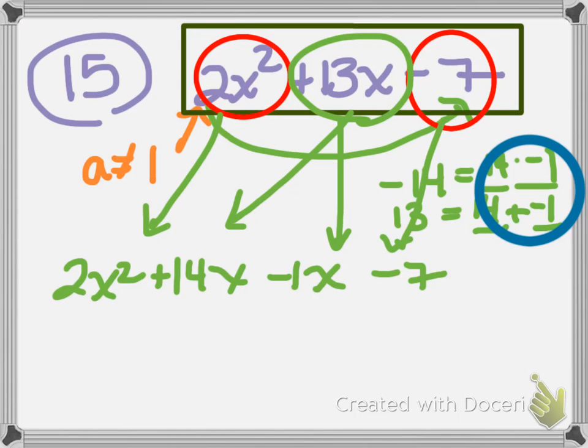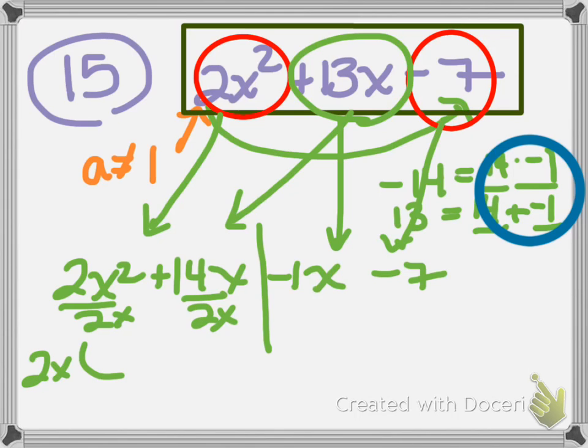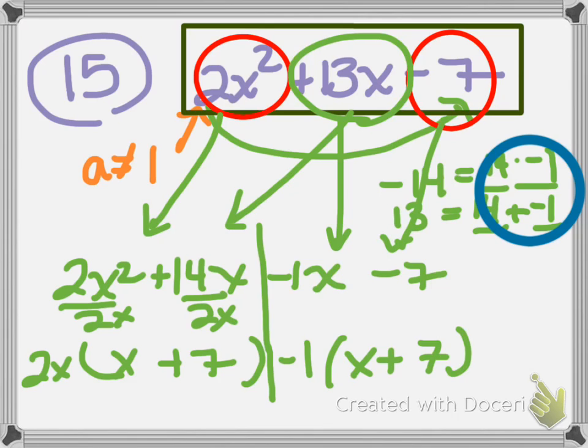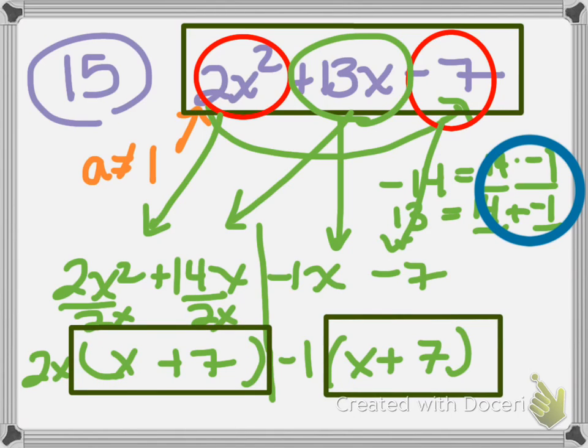Now we factor by grouping. 2x squared and 14x, I'm going to divide by my GCF, 2x. My GCF goes out here. I'm left with x plus 7. Negative 1x and negative 7, now nothing in common, but I can pull out a negative 1. That's going to leave me with x plus 7. These match right here. As a result, I know I've done this right. My final factors are 2x minus 1 times x plus 7.